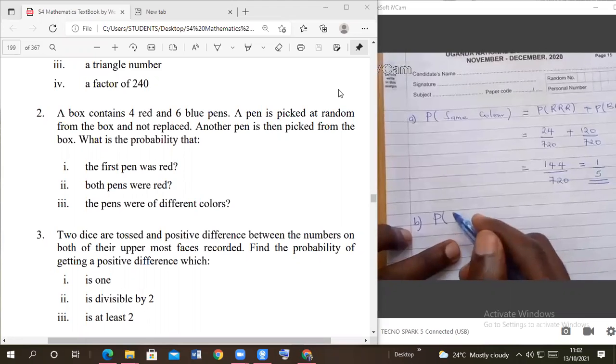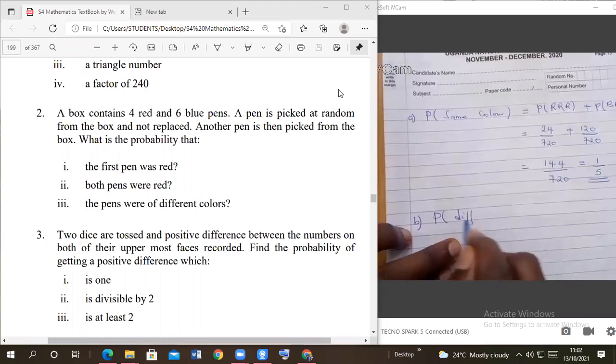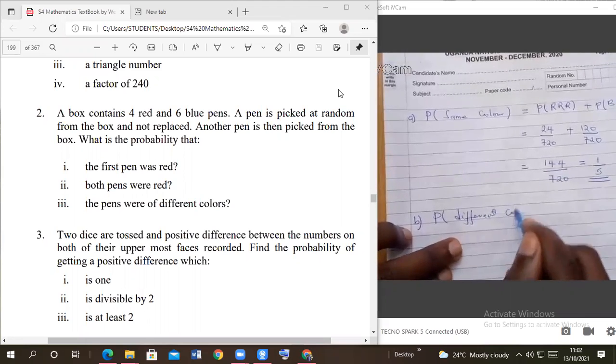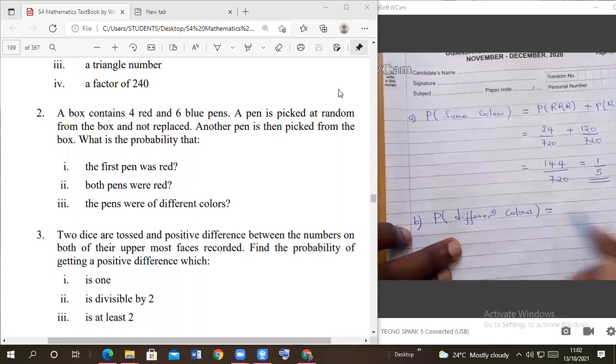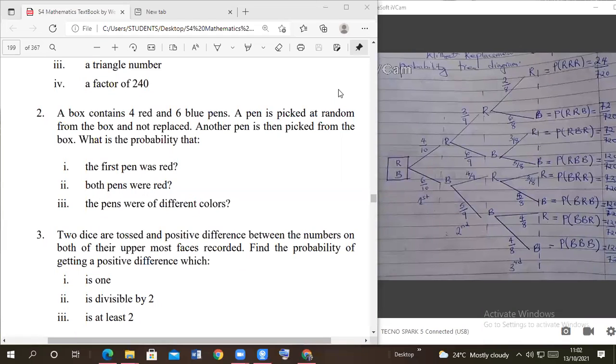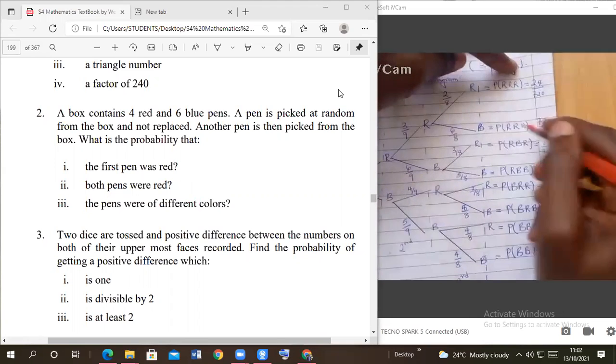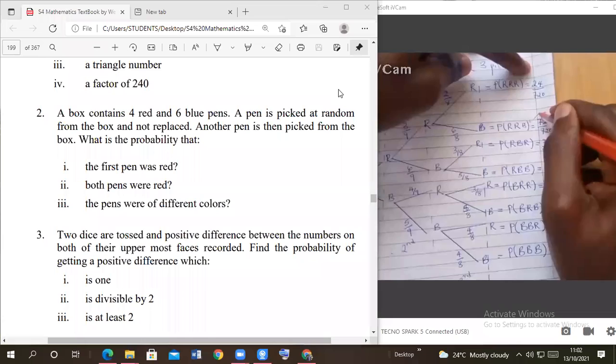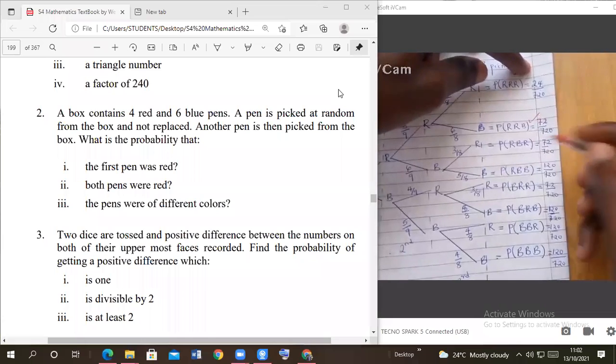B. Probability of getting different colors. What will be different colors now? Which ones are we going to add? We have less than a minute, please. So which means red, blue, red. We shall add this one, not so? We shall add this one. This one.